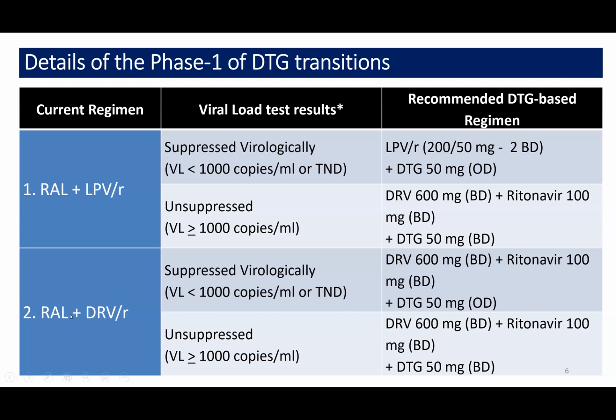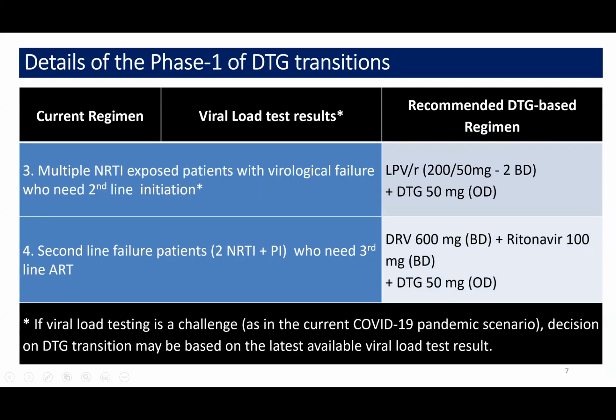So again, for raltegravir plus darunavir ritonavir, if this is the regimen, we again must do the viral load. If the viral load is suppressed, less than 1000 copies per ml or TND, then the next line of treatment will be darunavir BD, ritonavir BD, and dolutegravir OD. And if it is unsuppressed, then it will be used in the BD dose as it was before.